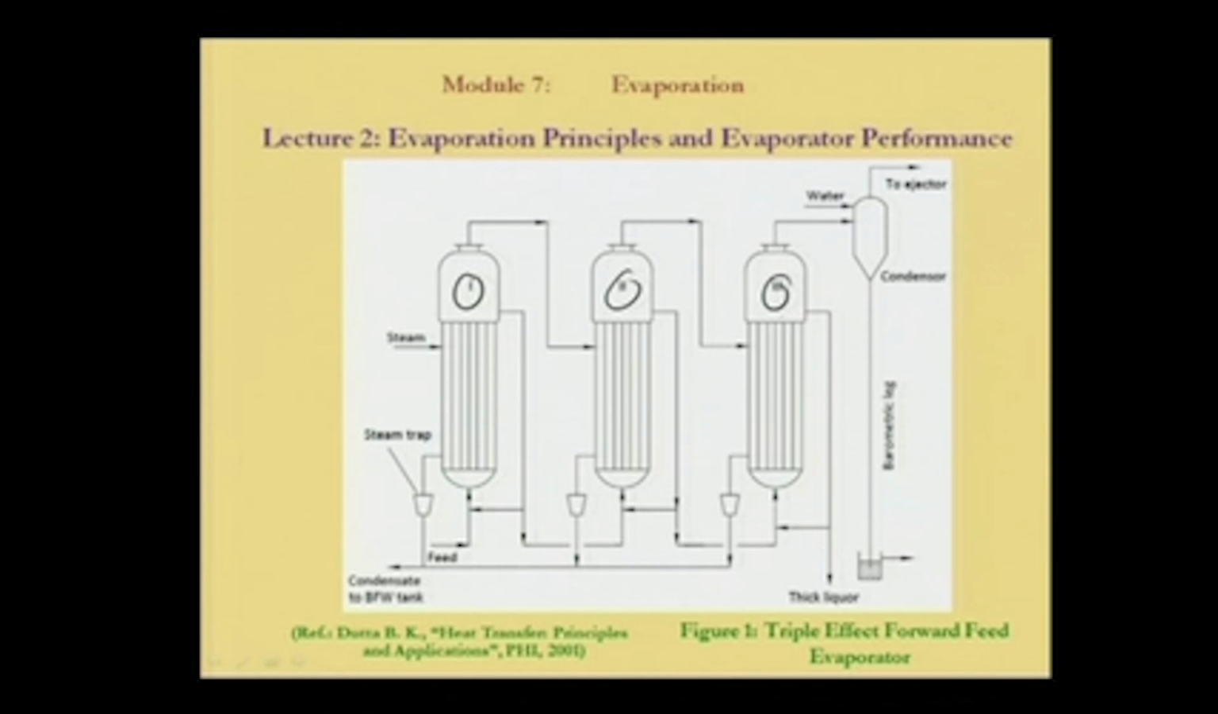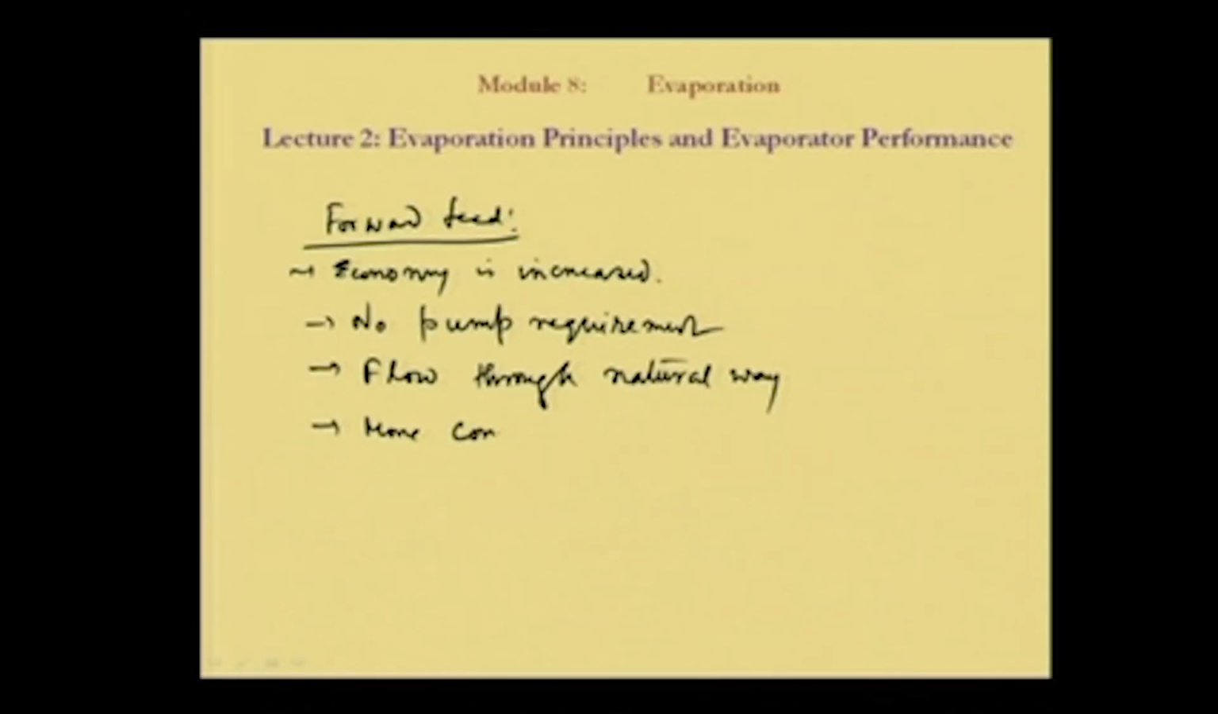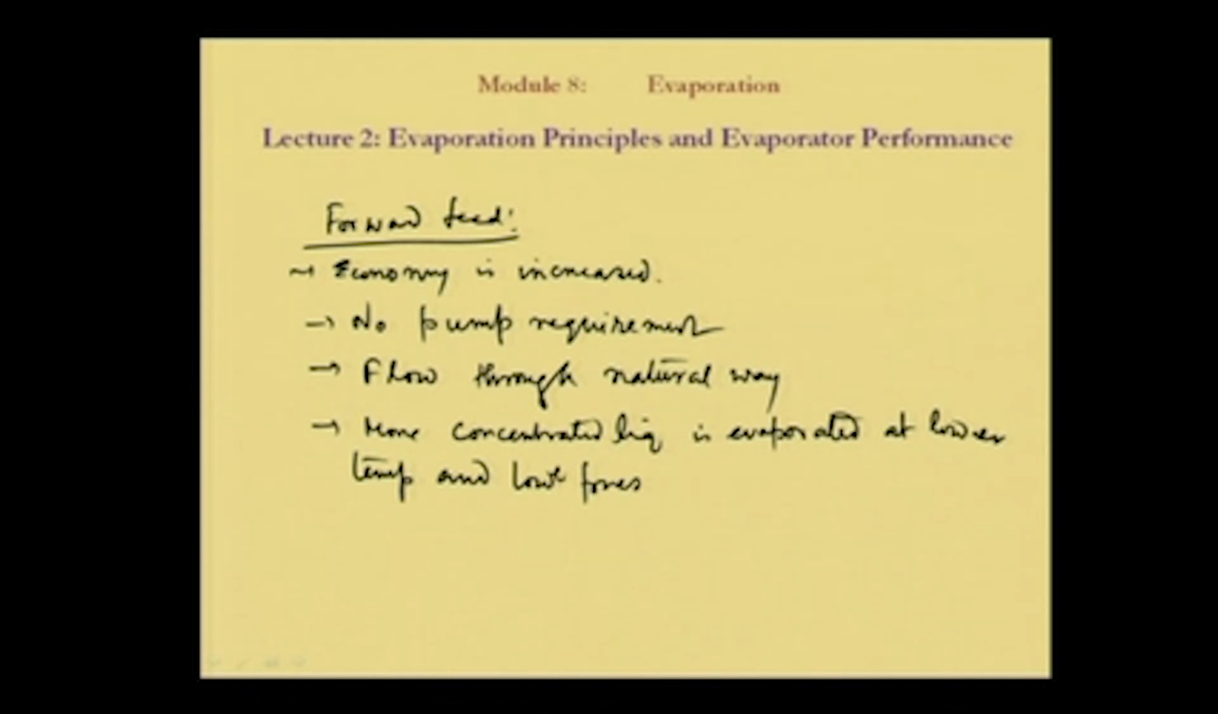In the case of forward feed, its economy is increased, and no intermediate pump is needed. So there is no pump requirement; flow occurs through natural ways, in a gradually decreasing pressure, and the more concentrated liquid is evaporated at lower temperature and lower pressure. So we can say that it is suitable for heat sensitive material.